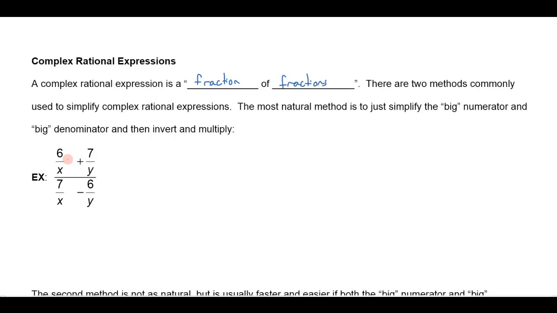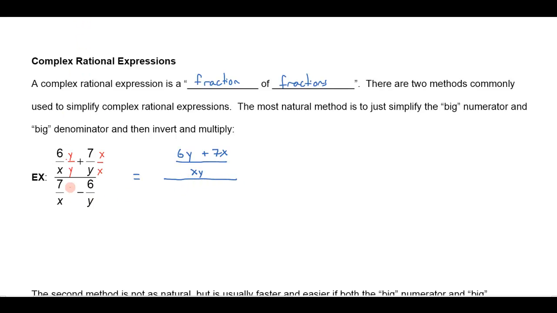So if I were to look at the numerator, I see that this fraction has an x, but this one doesn't. So let's multiply this fraction by x over x. And this fraction has a y in the denominator, but this one doesn't. So let's multiply this one by y over y. And now I can combine those as 6y plus 7x all over xy. Okay? So I've got 6y plus 7x all over xy there, and then do the same thing in the denominator.